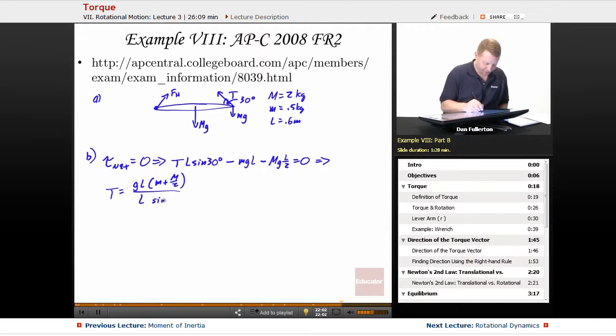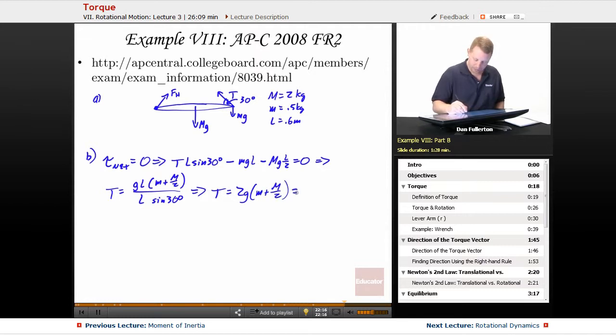Therefore, our tension must equal g capital L over L, times m plus capital M over 2, divided by L sine 30 degrees, which implies then that our tension must be, well, sine 30 is 1/2, so that'll be 2g, L over L cancel out, times m plus capital M over 2, which is going to be 2 times 10 meters per second squared, times our little mass, 0.5, plus our M over 2, 2 kilograms over 2 is 1 kilogram. So 20 times 1.5 is going to be 30 newtons. So there's part B.